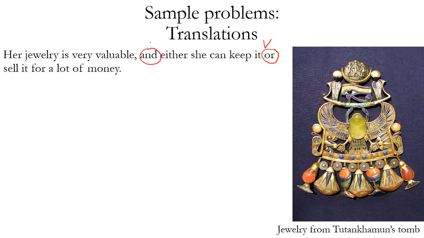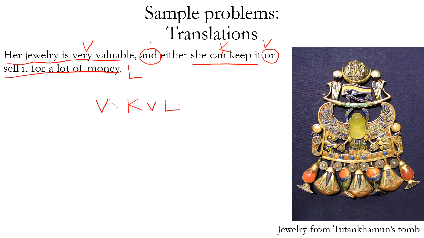I don't see any other operator words, so let's underline the simple statements. Her jewelry is very valuable. We could symbolize this by V. She can keep it. That's another simple statement. So we can symbolize that by the letter K. And then the last simple statement is she can sell it for a lot of money. We could symbolize that by L for lot. So we can start by writing out the simple statements and the logical operators that connect them. V, dot, K, wedge, L.